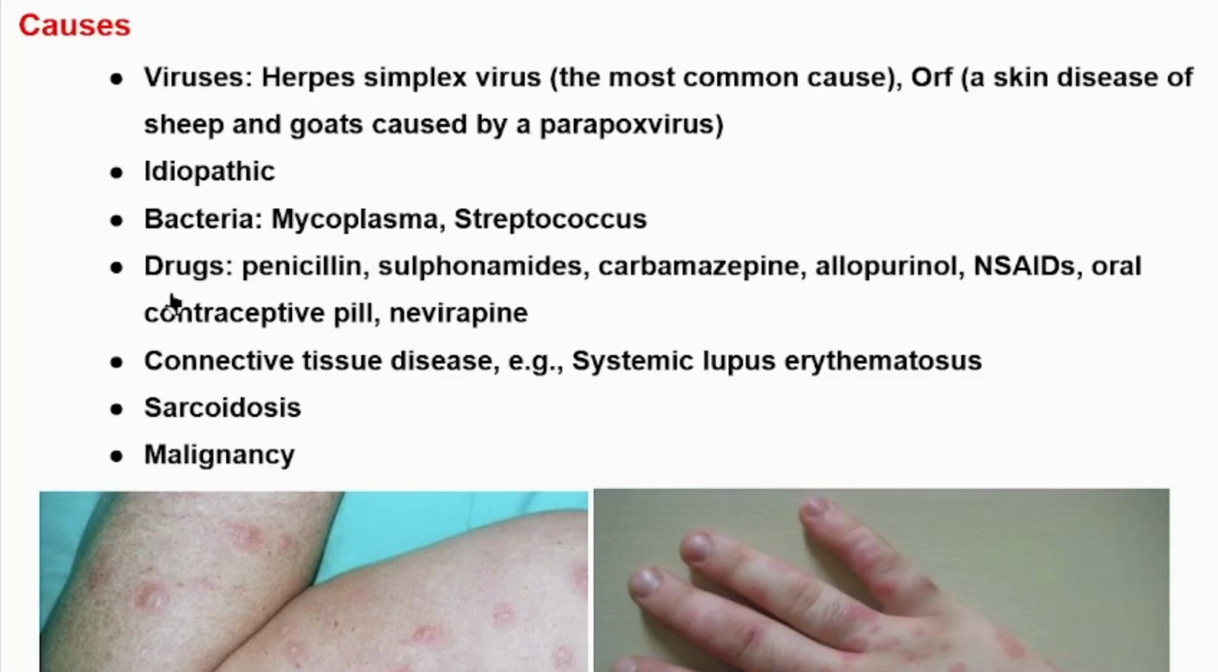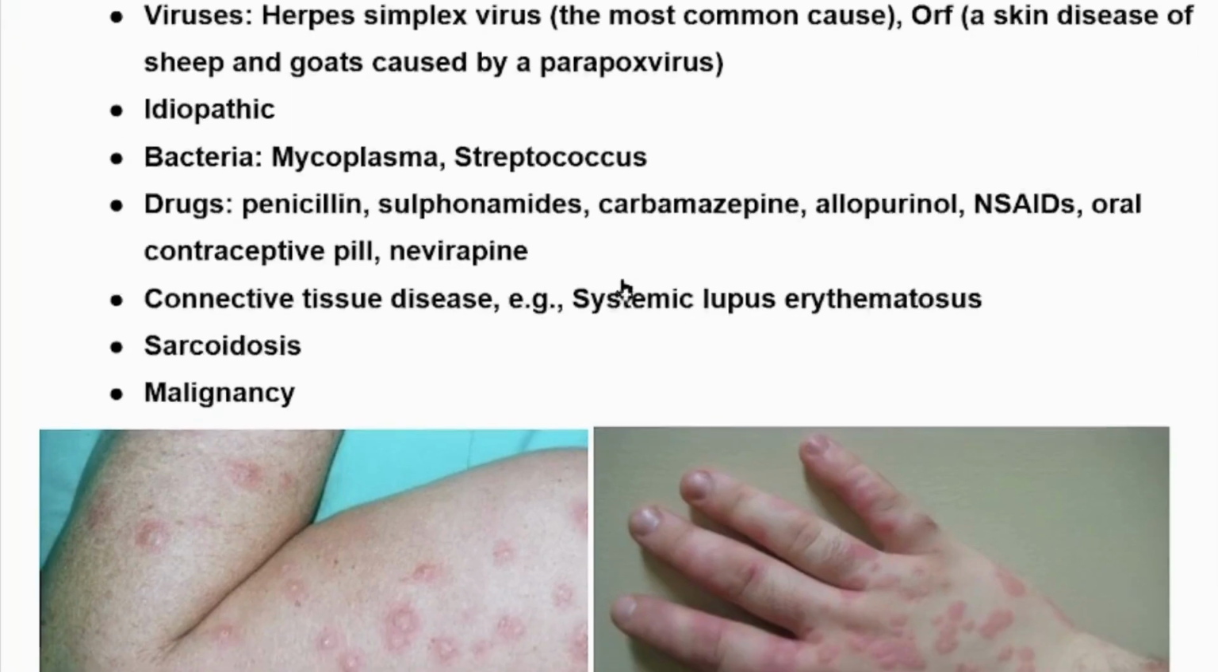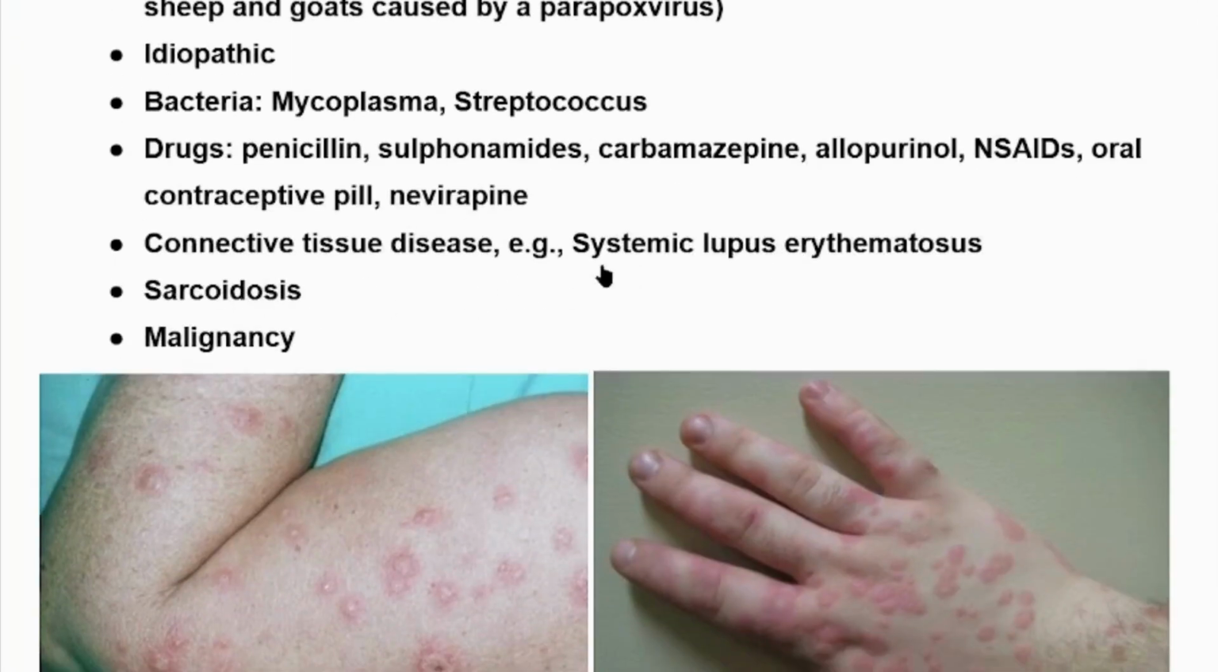cause erythema multiforme. Drugs like penicillin, sulfonamides, carbamazepine, allopurinol, NSAIDs, oral contraceptive pill, nevirapine, and so on. Connective tissue disease, for example, systemic lupus erythematosus. Sarcoidosis and malignancy can also cause erythema multiforme.